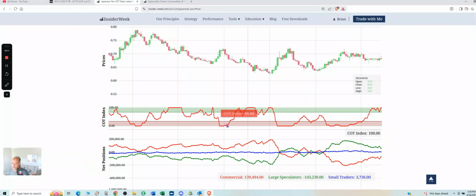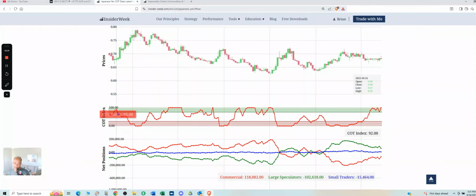You can see in the past when it's gone up into these extreme long areas, it's basically when it breaks out of that area and starts to really push back towards the other end that the rally starts. That happened right here. That happened right here.